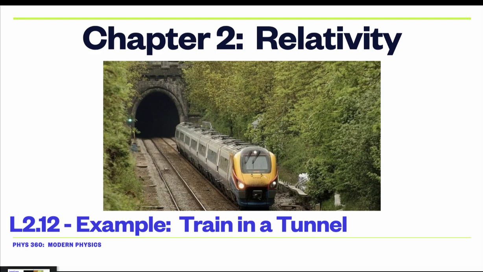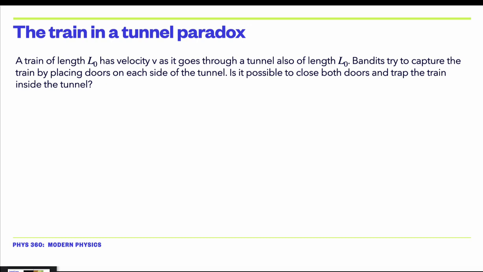Lecture 2.12, Train in a Tunnel. So this example will be dedicated to a single example. A train of length L0 has a velocity v as it goes through a tunnel also of length L0.